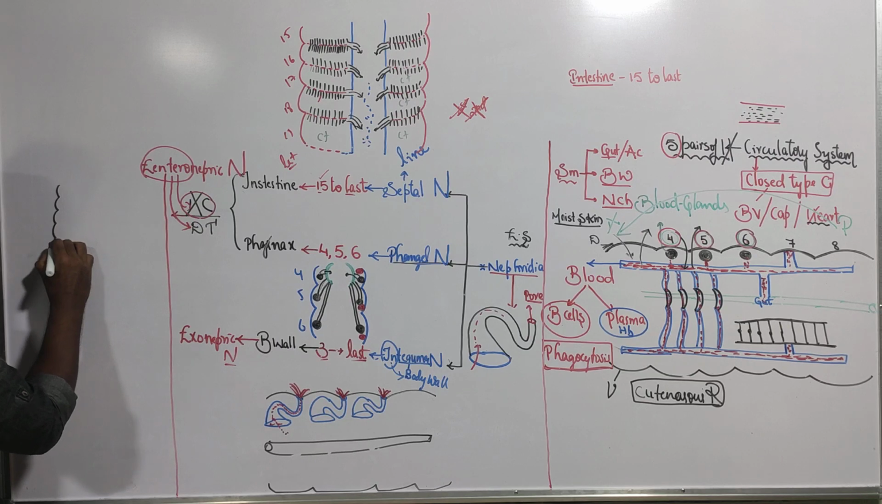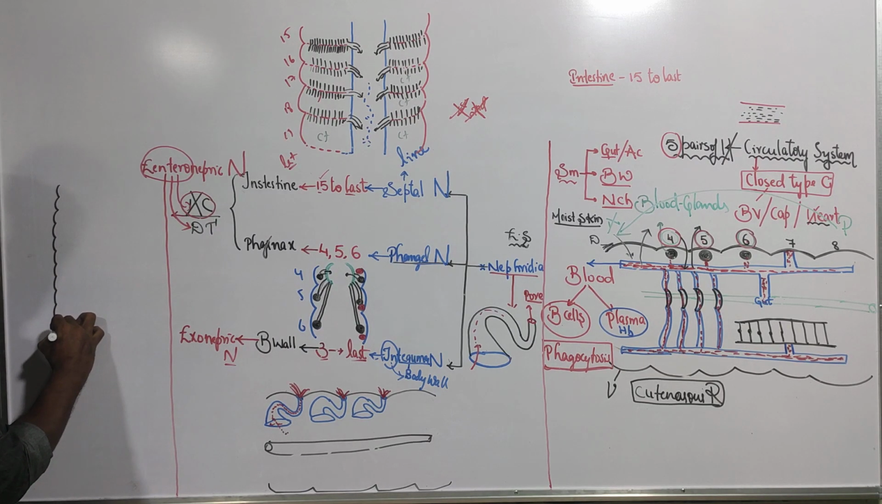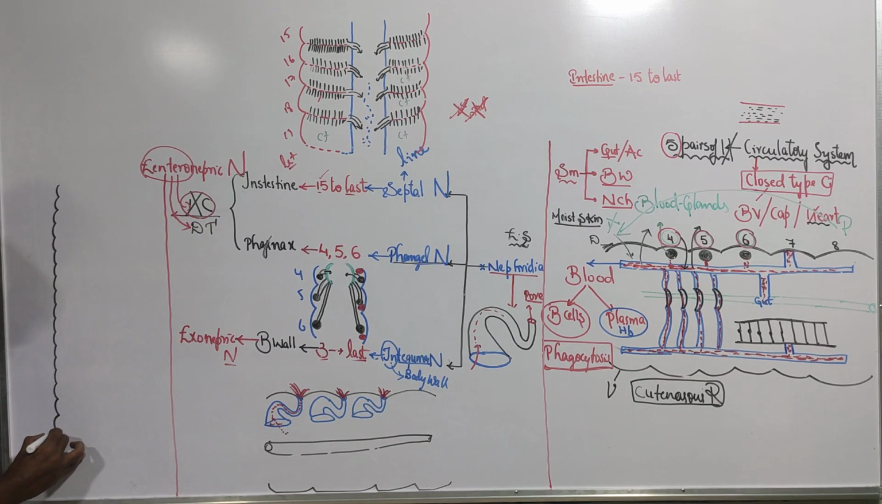Segment number 3, 4, 5, 6, 7, 8, 9, 10, 11, 12, 13, 14, 15. In this manner 16, 17, 18, 19, 20, 21, up to 100. You remember, 100 means it is nothing but the last segment. Be careful here.